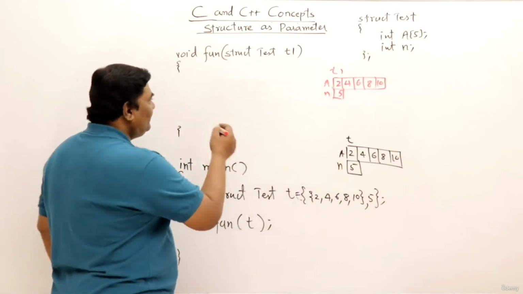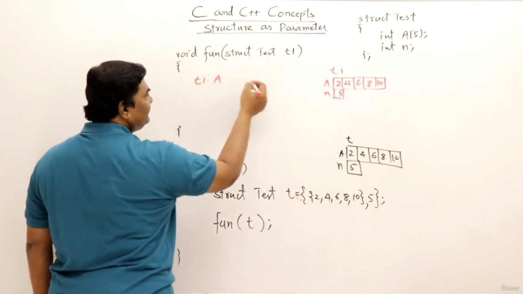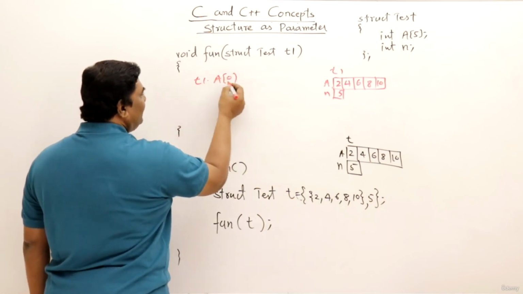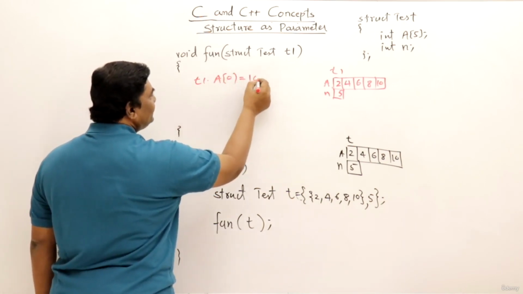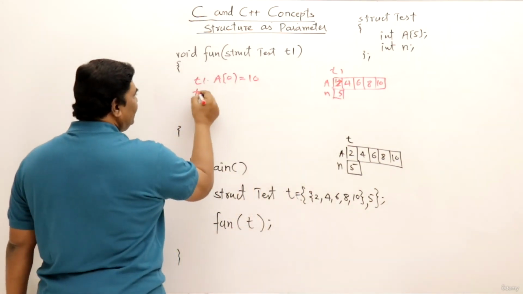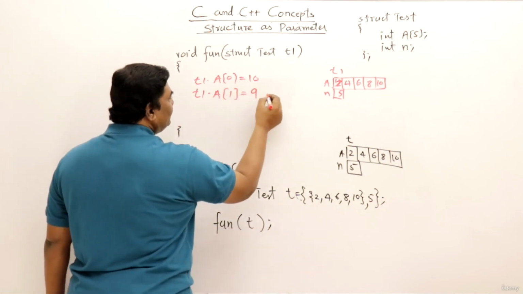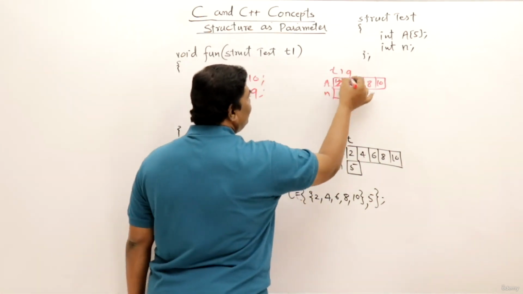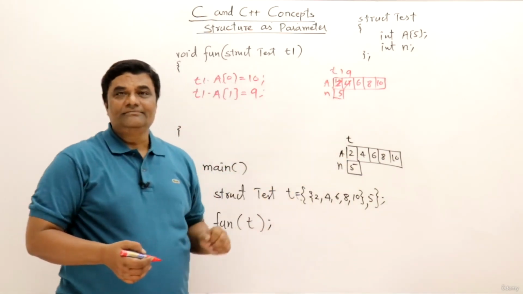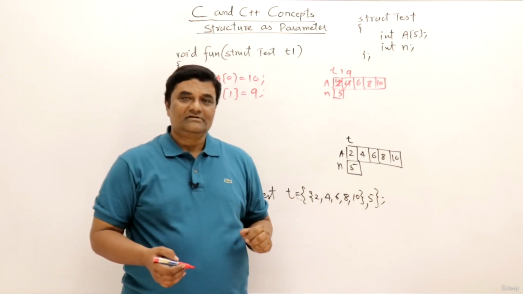Now if I make any changes, how can I access this? I can say t.a because it's its own member, right? It's call by value. And I can say t.a of 0 assign 10. So this will become 10. So I can change the value. T1 of 1 assign 9. So this value becomes 9. But the original will not change because this is call by value. So I can use the dot operator and access the members.